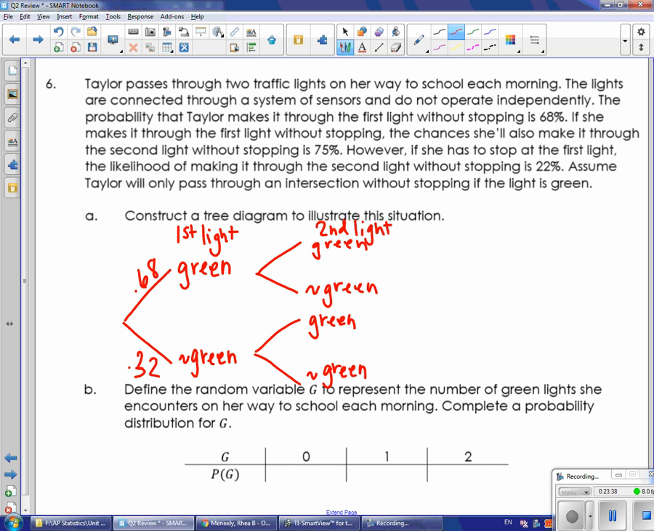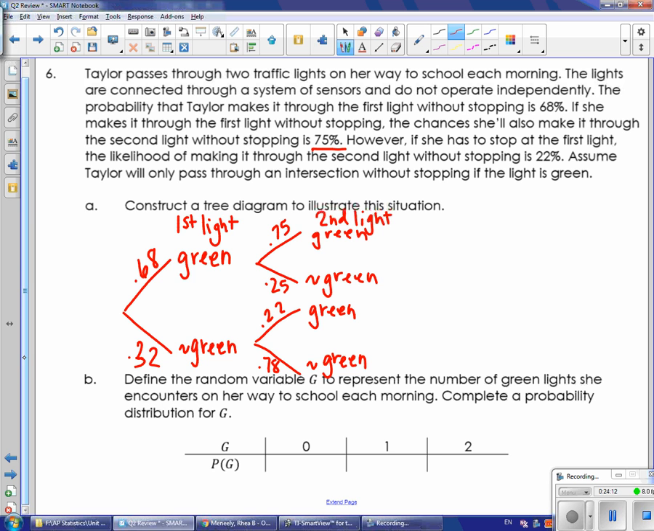Okay, and so it says if she makes it through the first light without stopping, the chances she'll also make it through the second light without stopping is 75%. So there's a 75% chance the second light is also green if the first one was, and there's a 25% chance that it won't be. However, if she has to stop at the first light, the chances of making it through the second light without stopping is now only 22%. So there's only a 22% chance that the second light is green, and that would make this a 78% chance that it's not green. Okay, so that sets up the situation.